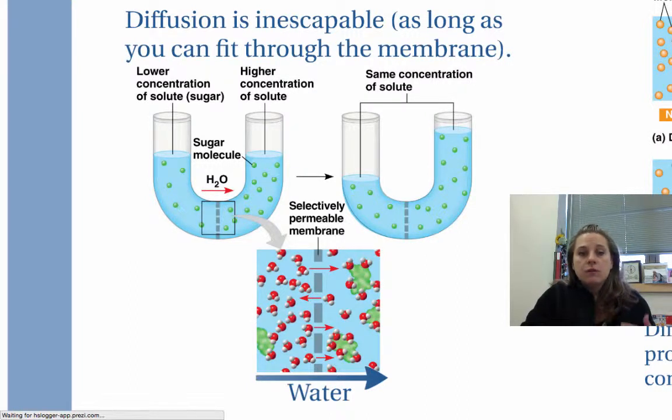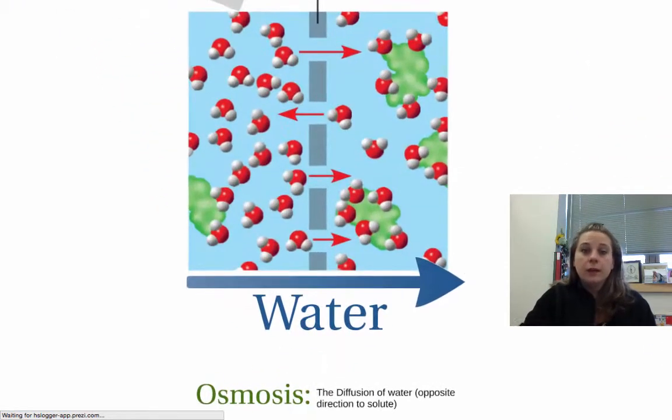So if a membrane is permeable to water and impermeable to the sucrose, water's going to be able to cross, sugar can't. So water's going to continue to flow across until you end up with the same solute concentration on either side of the membrane. This in turn is going to raise the water levels in that U-tube. Literally a U-tube, not YouTube, U-tube. So when water does this, we call that osmosis.